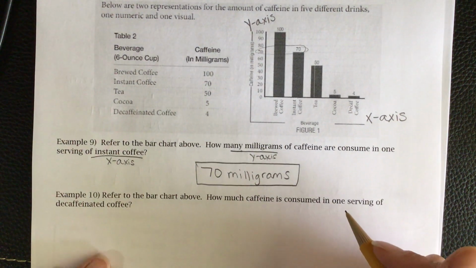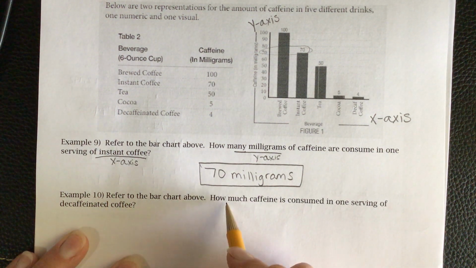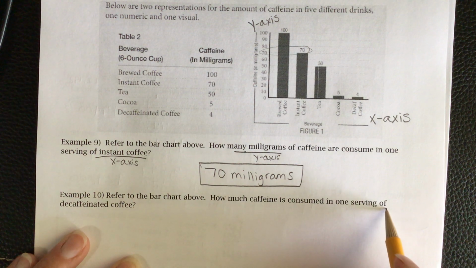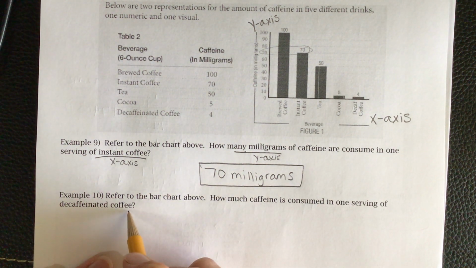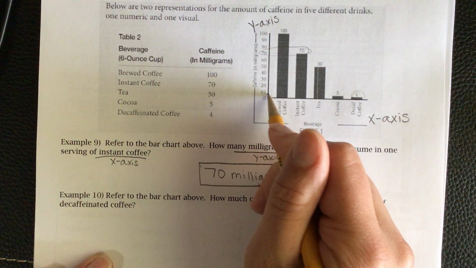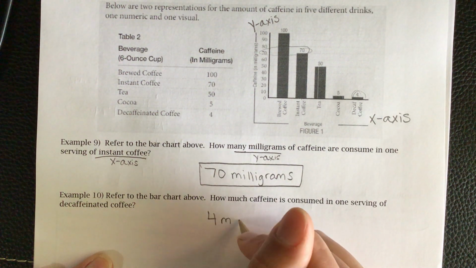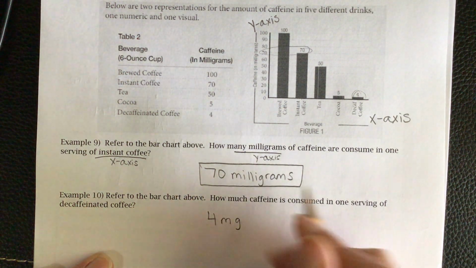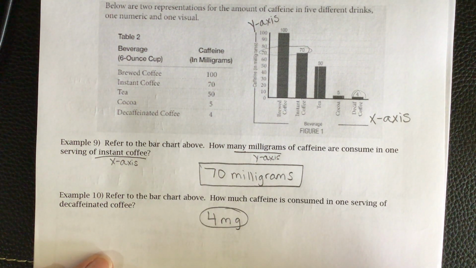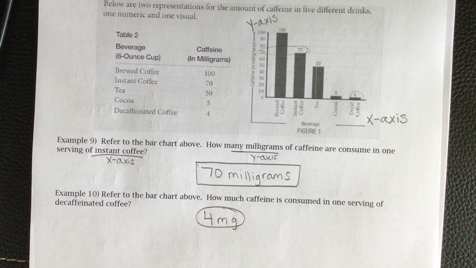When we look at the next one in question 10, we refer to the chart and we see how much caffeine is consumed in 1 serving of decaf coffee. So we again go to decaf coffee. We see that it tells us the number in this case, which we wouldn't be able to match up exactly. So we know the answer is 4, and we can abbreviate milligrams. And that is 1.4, which is rounding numbers, estimating answers, and displaying information.